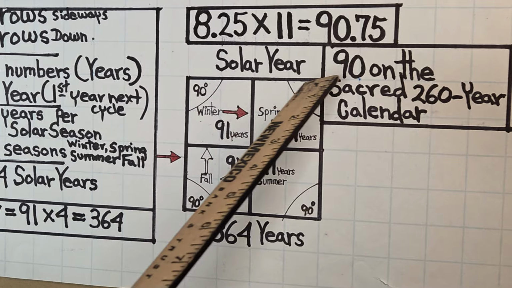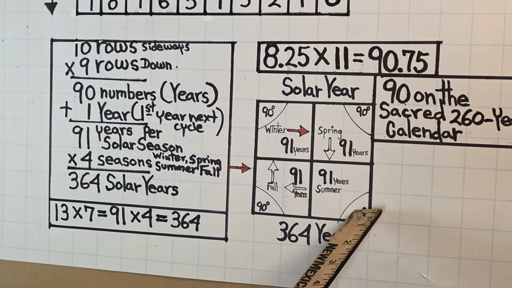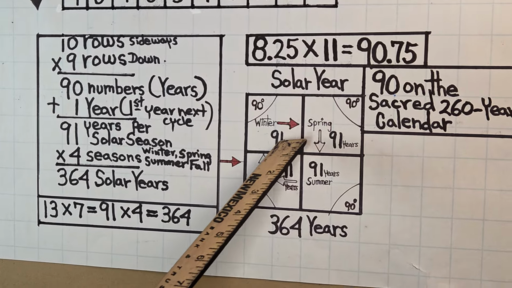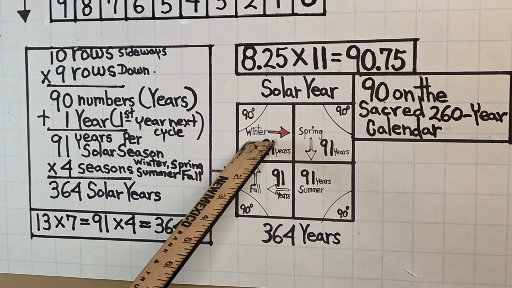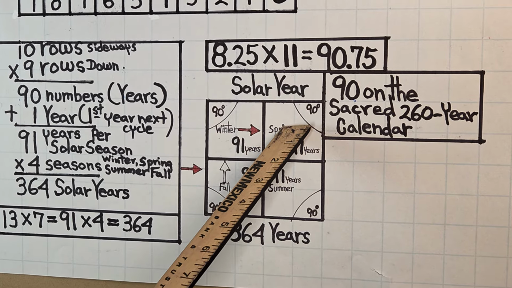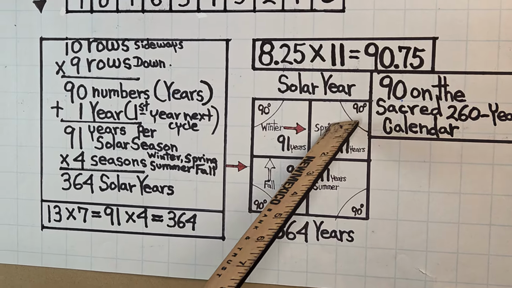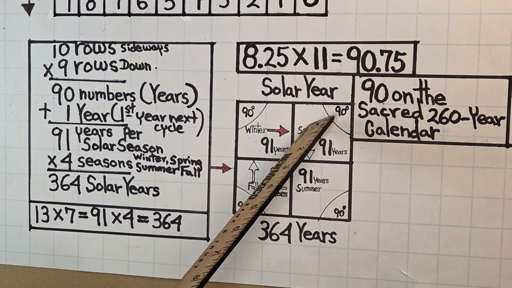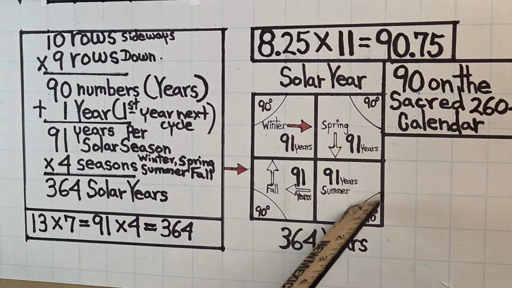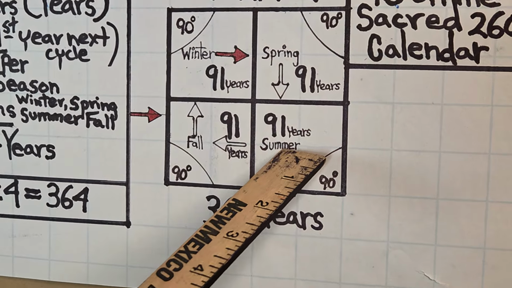90 degrees, 90 degrees, 90 degrees, 90 degrees. What is that red arrow? The first 91 years is the winter cycle, where that red arrow is pointing. Then the next one is the spring 91-year cycle, which is 91 years of being like a spring season. And where does it go after 91? It goes 91 years into the summer cycle.